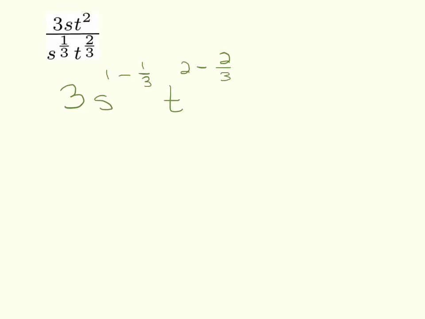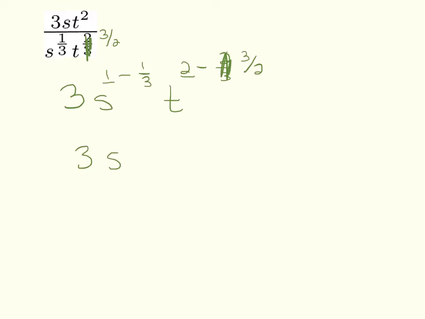and I apologize, this is incorrect. This should be right here, should be 3/2. So I'm going to change that to 3/2. So what you're going to do is you're going to make this the same denominator as the one that you have. So you have 3s to the 3/3 minus 1/3, because 3/3 equals 1.